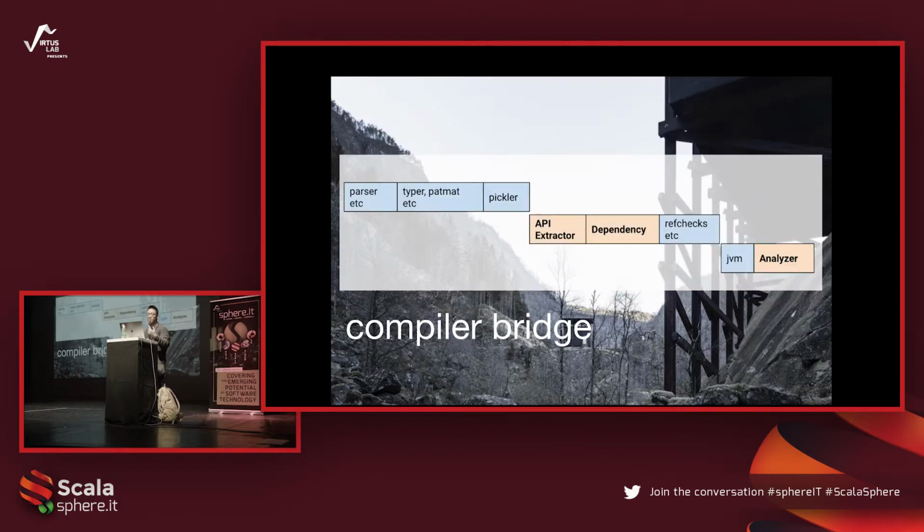And these are kind of phases. API extractor, like I said, we need to extract these APIs. These are signature information, and dependency tracks these relationships. The analyzer at the end, it's not really doing anything analyzing, cool. It's just looking at what class files were generated from the source.